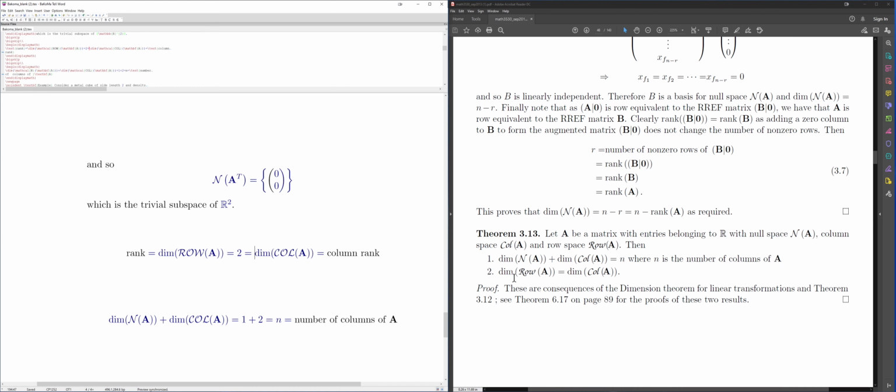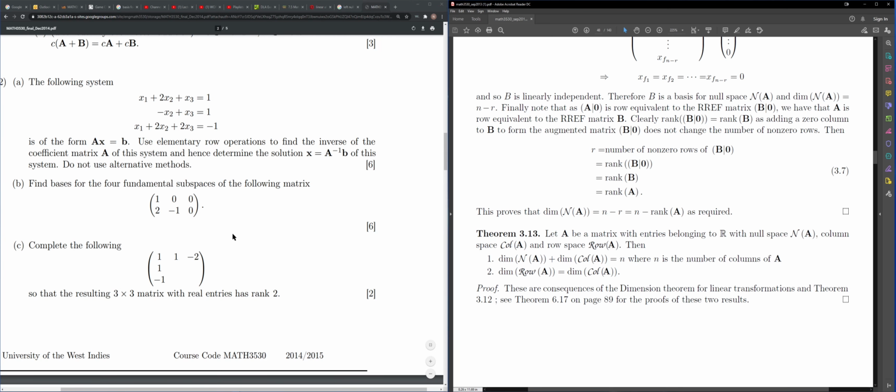Okay, so for the time being, what I'm going to do is show you an example of a matrix, calculate the null space, the column space, and the row space, and show you that the dimensions satisfy these two equations here. The example that I'm using is from one of the past papers. It's for this matrix over here.